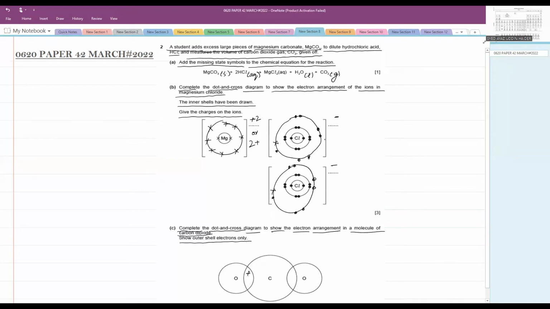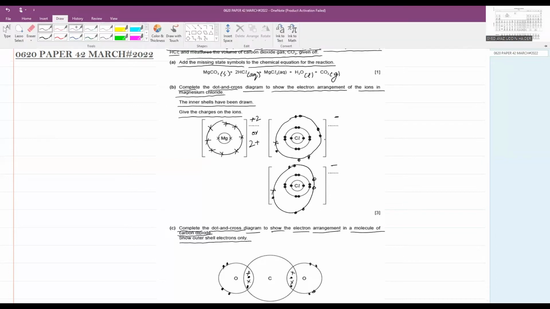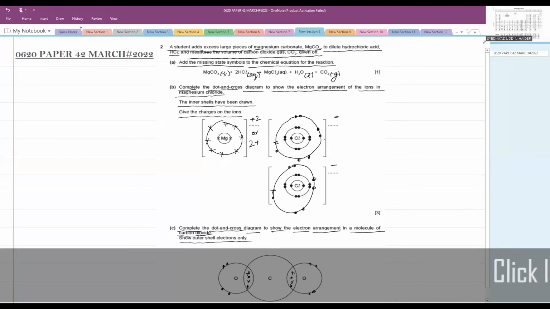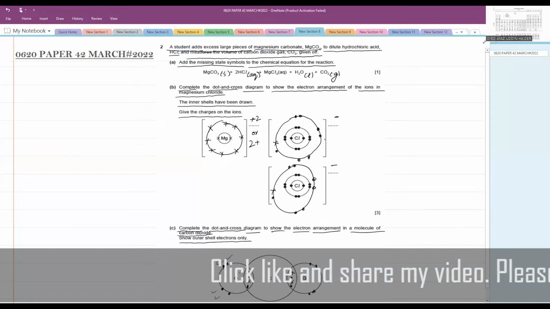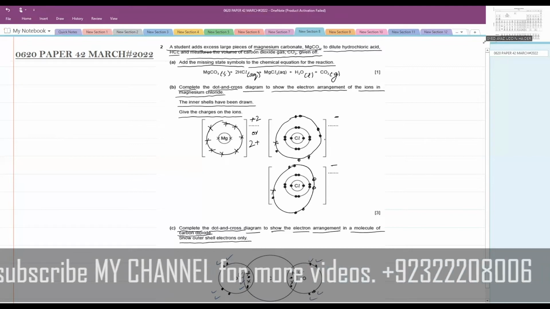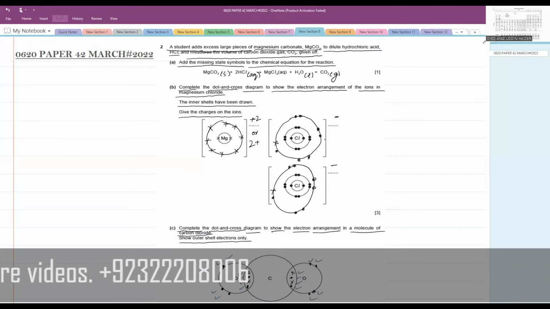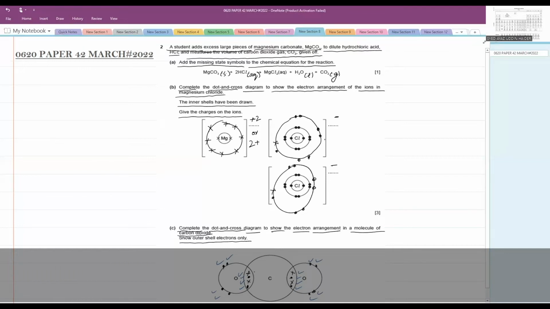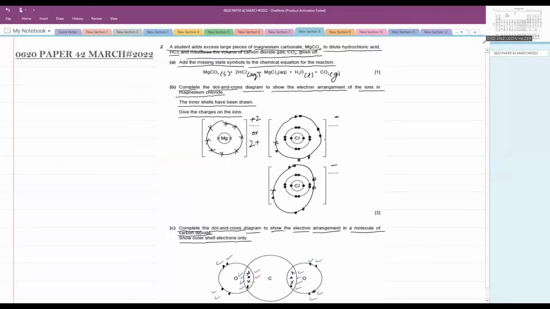For carbon, 1, 2, 3, 4. For oxygen, 1, 2, 3, 4, 5, 6. 1, 2, 3, 4, 5, 6. If you count the number of electrons for each oxygen atom, it will be 8. The carbon atom should also be 8.